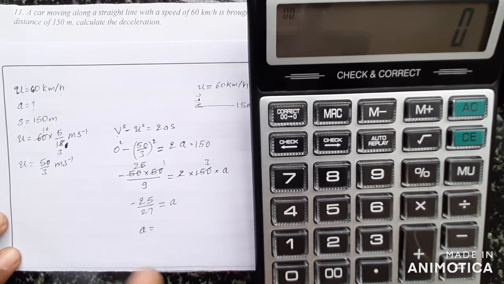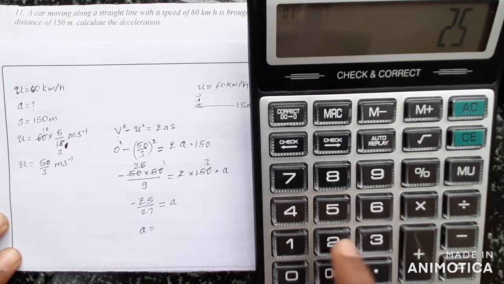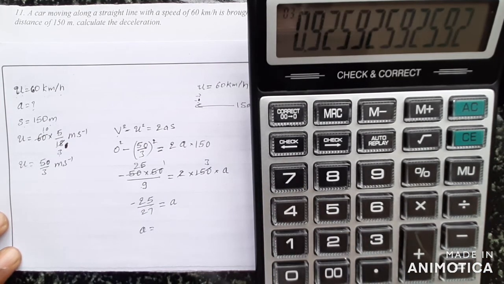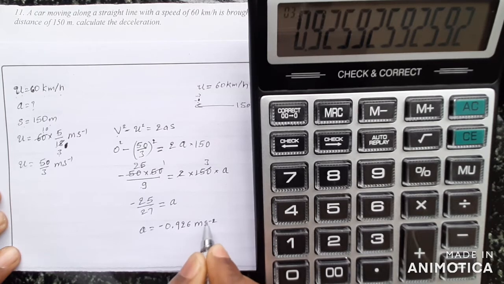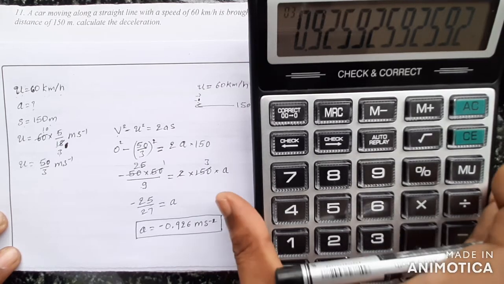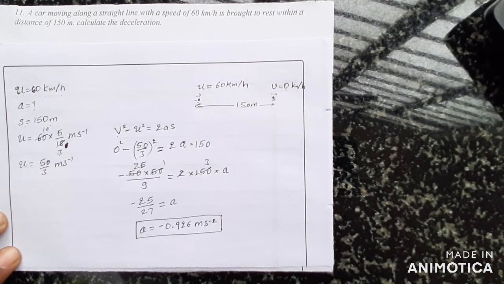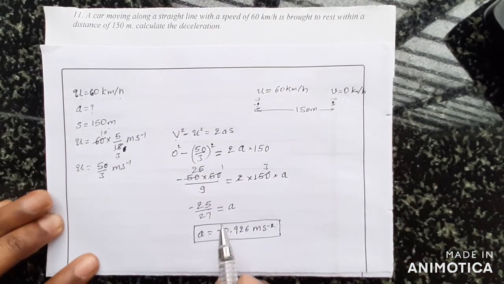So acceleration is 25 by 27, which is equal to, as you can see, 0.9259, which I'll take as minus 0.926 meter per second squared. So this is the acceleration of the car, but what they have asked us to find is the deceleration of the car, right? So nothing else.